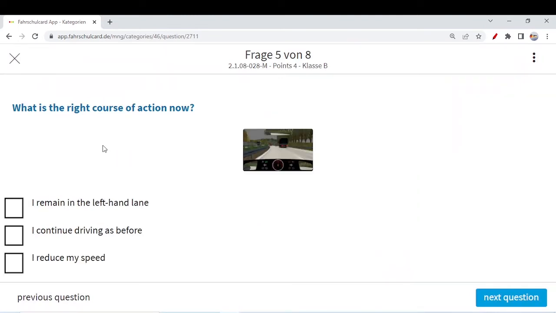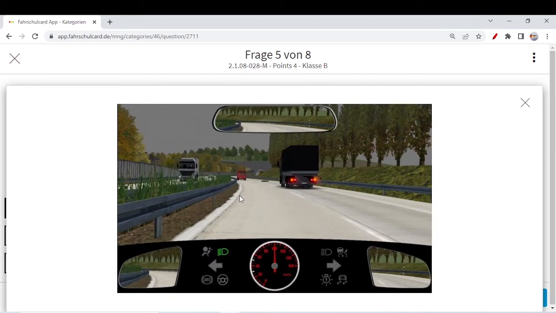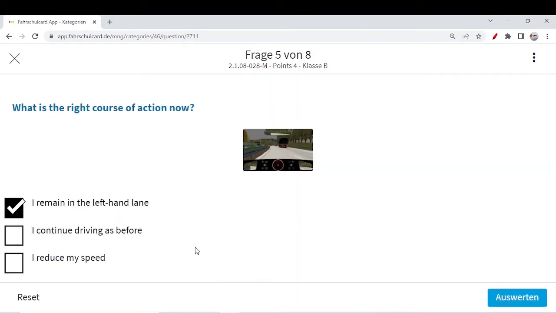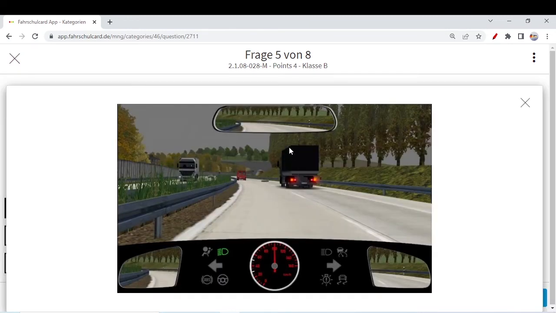I remain in the left hand lane, for sure. You need to remain in the left hand lane, because on the right hand lane there is already some obstruction, and this black truck driver will definitely try to change the lane and will come onto your lane to bypass or overtake this obstruction. I continue driving as before? No, because definitely this black truck driver will come onto your lane, because otherwise there is some obstruction on the roadway. If you continue with the same speed, maybe you can hit the black truck.